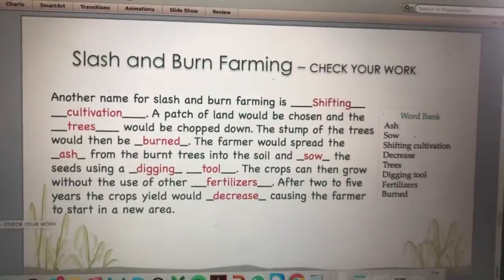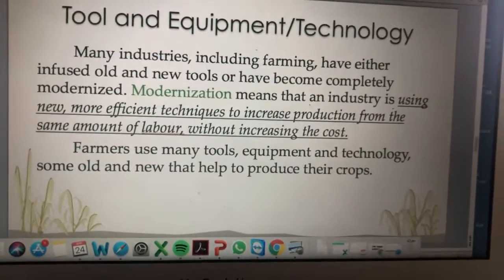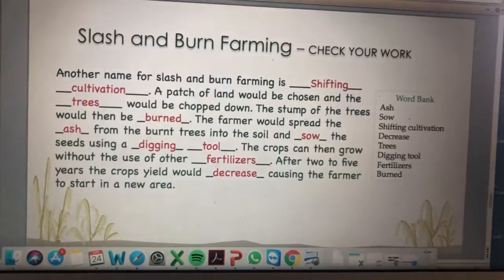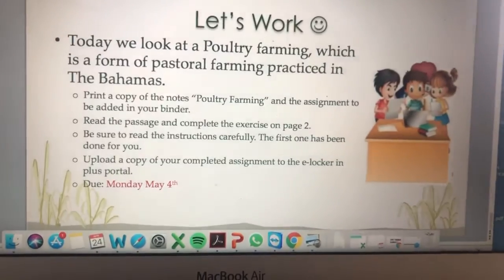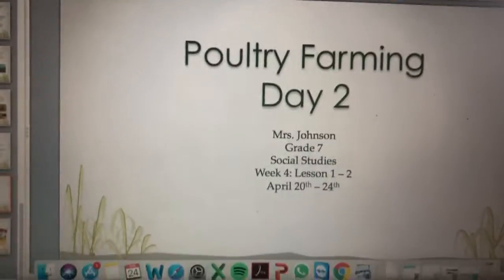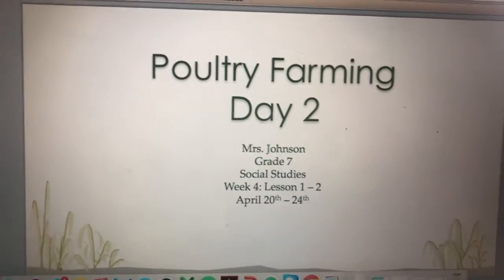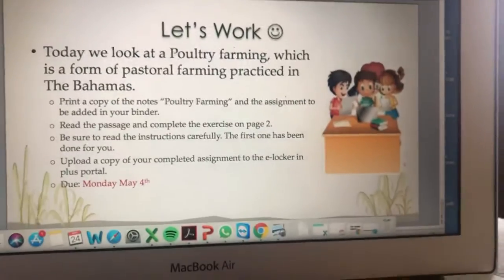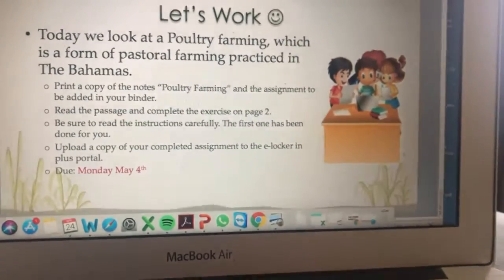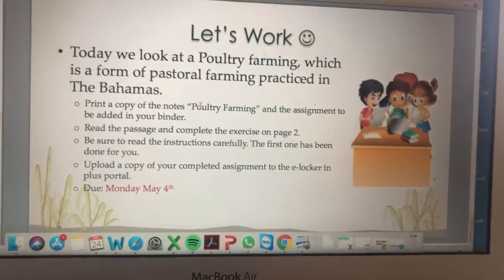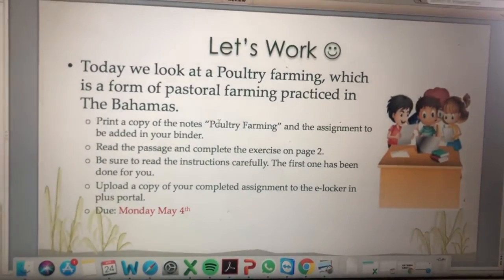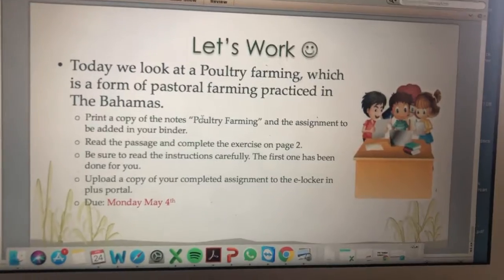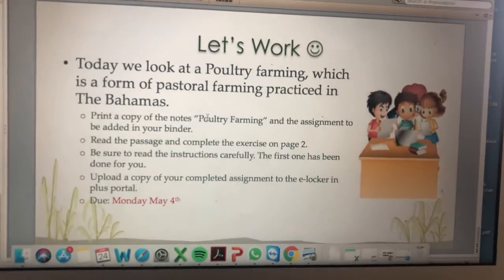Now, if you want to check your slash and burn farming, you've got that. So you've just got quite a lot of notes there. So go through that in your own time. Make those notes, okay? And then we're going to move on to poultry farming, okay? And what you need to do is print a copy. Now, if you can't print it, it's fine right now, okay? But you need to print a copy of the worksheet.